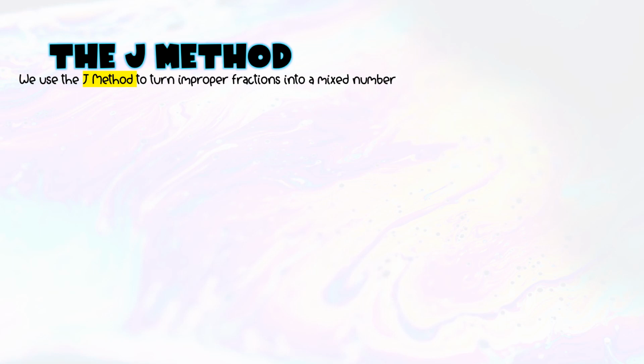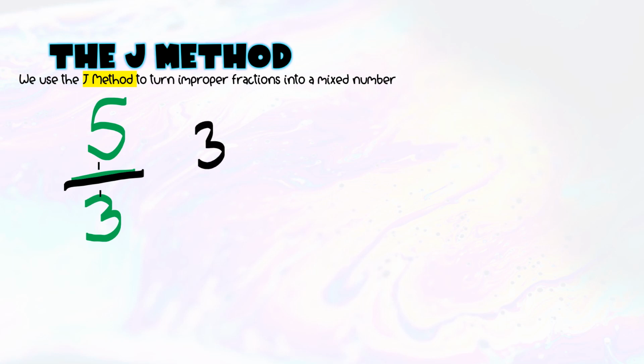Okay, so the J method. We use the J method to turn improper fractions into a mixed number. The improper fraction that I used on the previous slide was 5/3. Another way to think about 5/3 is 5 divided by 3. As I previously mentioned, the 5 is going to be my dividend and the 3 is going to be my divisor. So let me write that out. We have 3 as a divisor and 5 as a dividend.